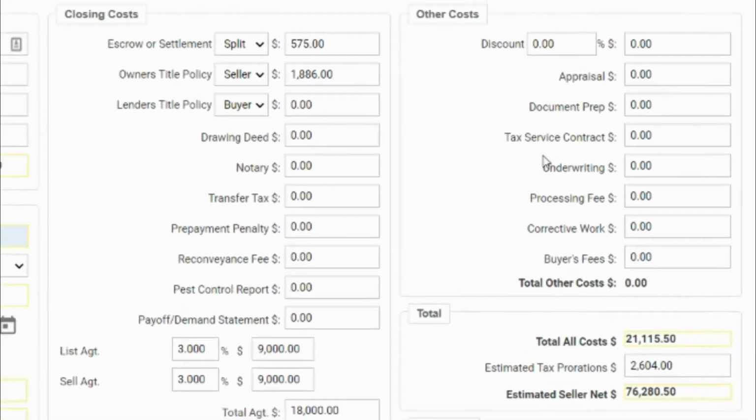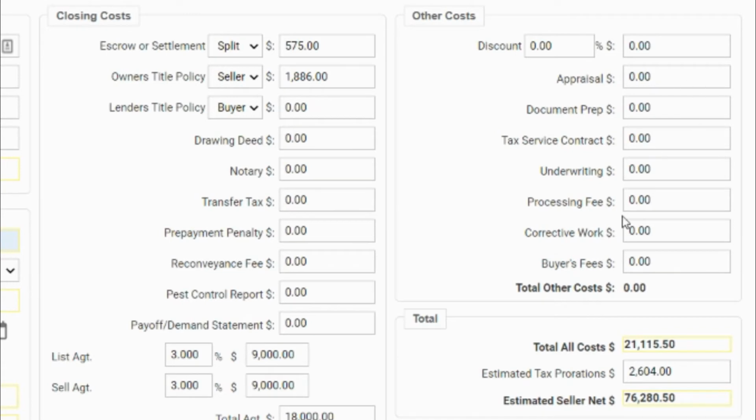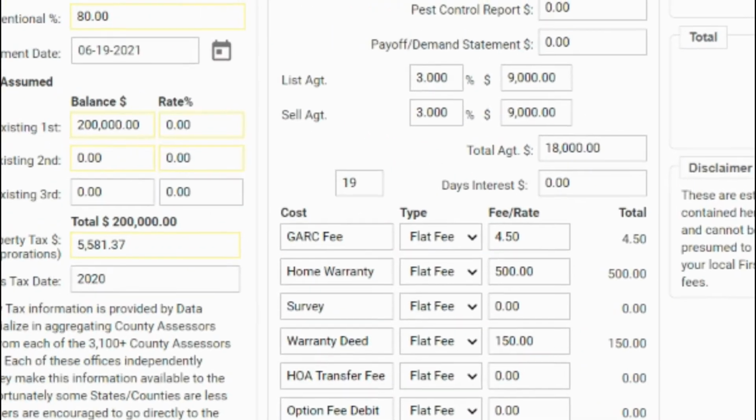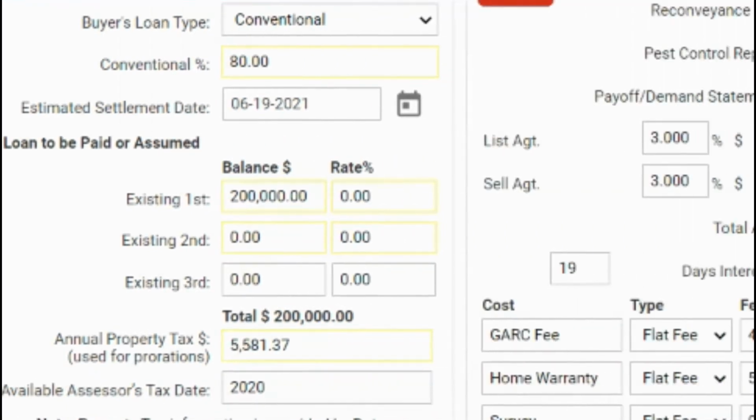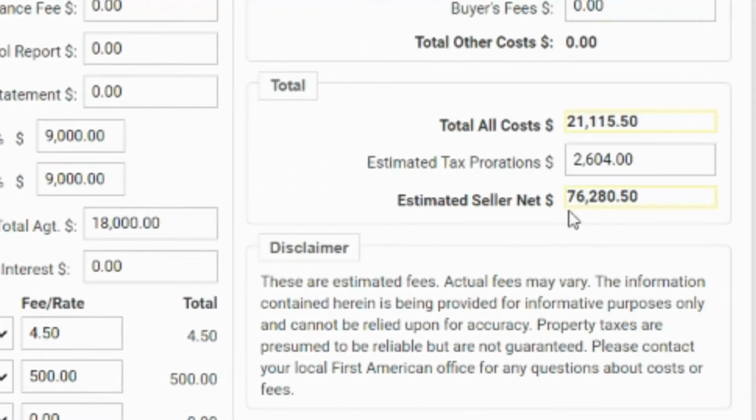There are other costs here. This is, I think, more for the buyers. So total cost for the sellers, bottom line, if let's say they accepted an offer at 300,000 and have a loan balance of 200,000, then their net sheet with taxes is around 76,000 to 80,500.